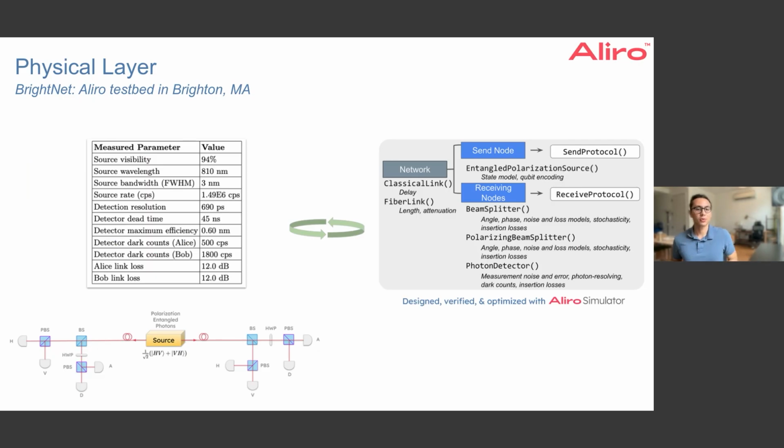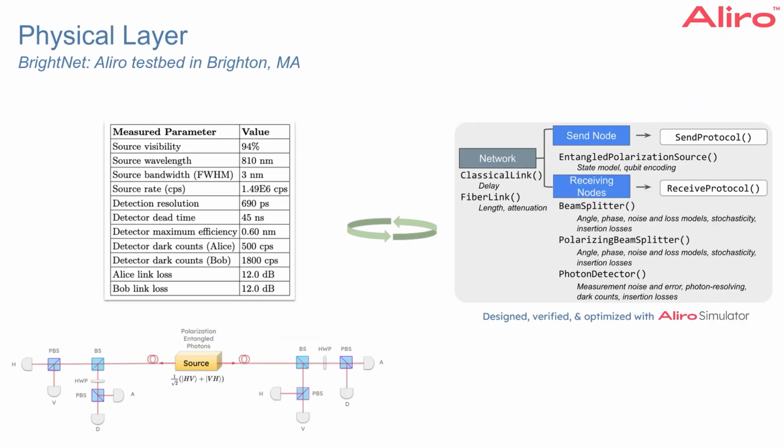And so this is exactly what we did at BrightNet. We had these components and this link set up, and we iterated on the design and implementation of this physical layer using our simulator. We were able to encode all the noise models for the components, characterize the fibers and the links, and encode the protocol logic that we need to set up a BBM92 link simulation.